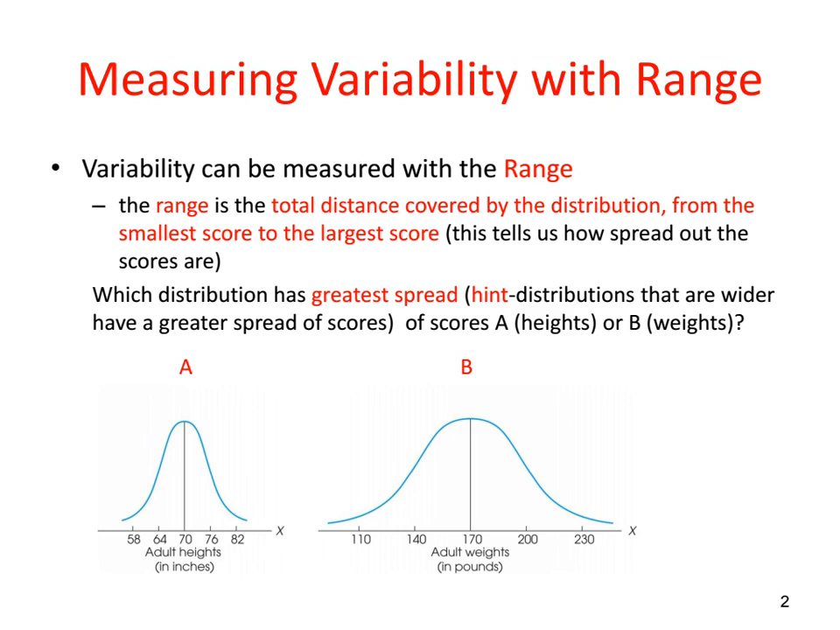So for example, if we were to look at adult heights, which is shown in distribution A, we would see that they are relatively close together. Adult heights range from 58 inches to 82 inches. As you look at the distribution, you see that it is narrow, and that shows that all the scores are clustered tightly together around the mean. And sure enough, the range for distribution A is 25.